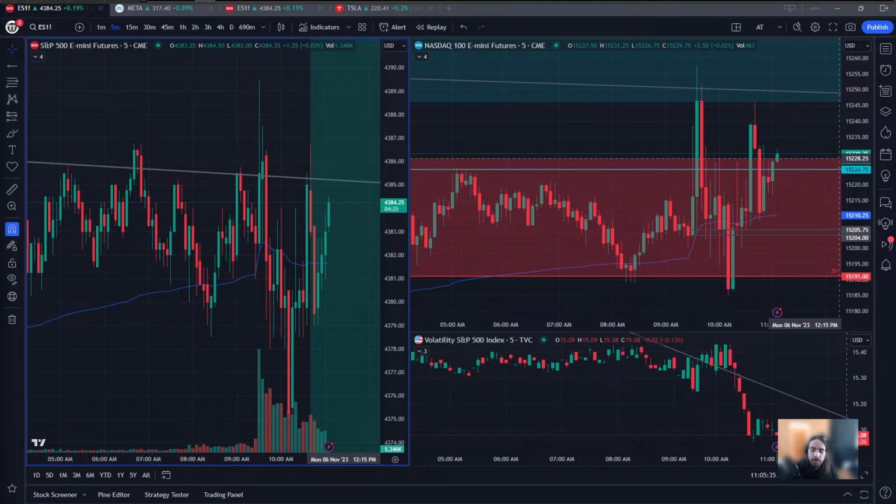VIX is trying to drop again. Does look like it wants to give us a move higher. Apple trying to pull back. Nice. Alright, I gotta get going, guys.